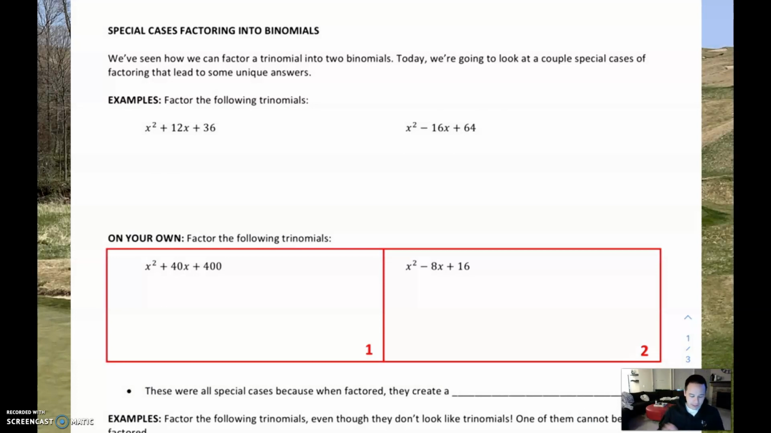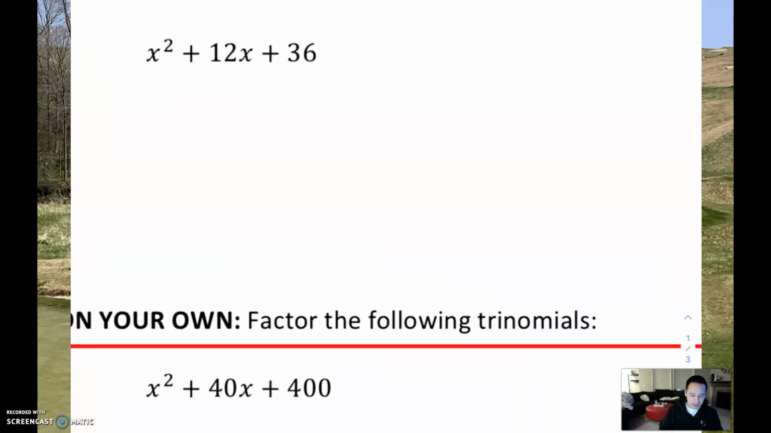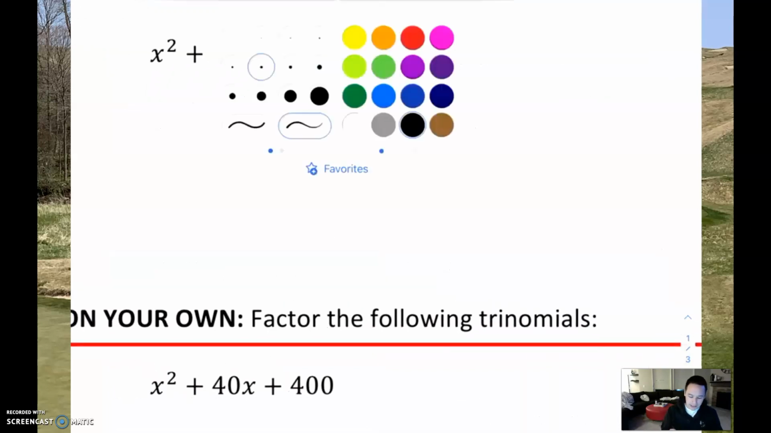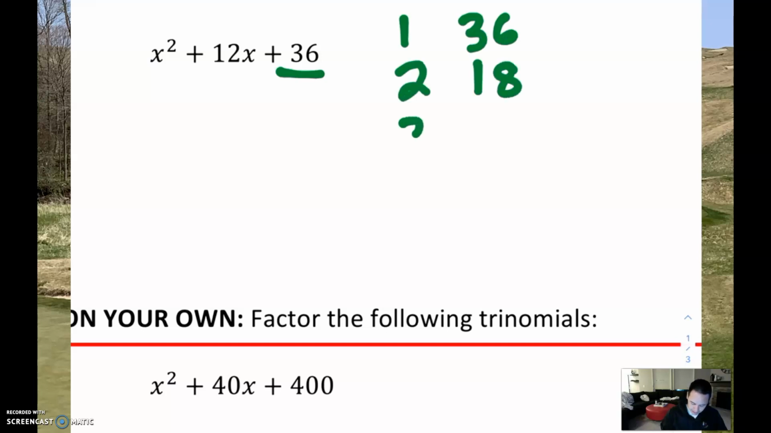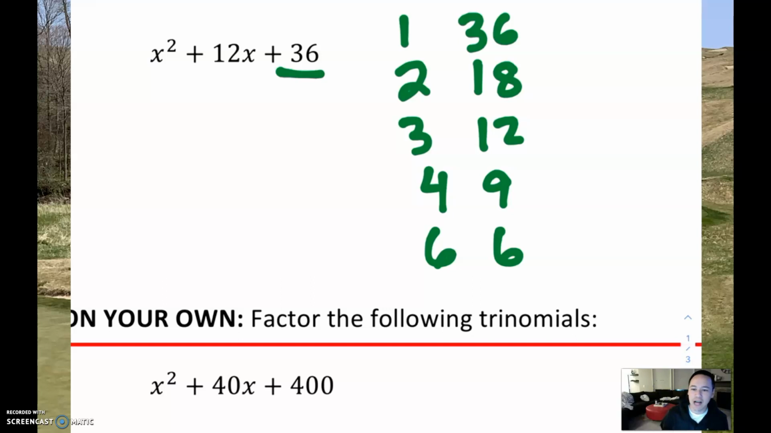First example, it says to factor the following trinomial. We're again going to do the same process that we learned last week. We're going to look at the things that could multiply to a 36. That would be 1 and 36, 2 and 18, 3 and 12, 4 and 9, or 6 and 6. Lots of different options to choose from here. And we have to find the set of numbers that add up to this middle term. We want the ones that add up to 12.